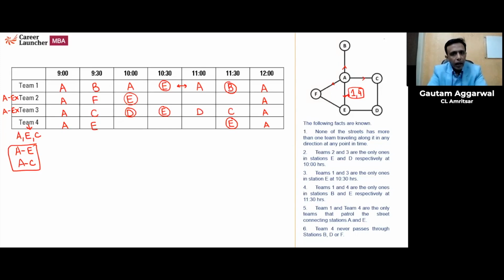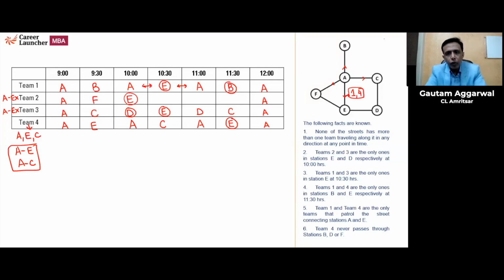Fine. What was left is team 4. Team 4 has to travel between A and E. So it has to come back because it has only 2 routes, E to A. Now, A to E it cannot go because at 10 to 10:30 A is already used. So it has to travel to C. So again it has to come back to A, would again go back to E and would again go back to A.